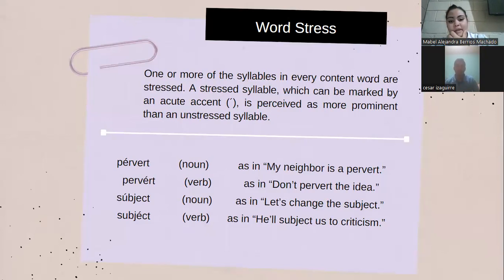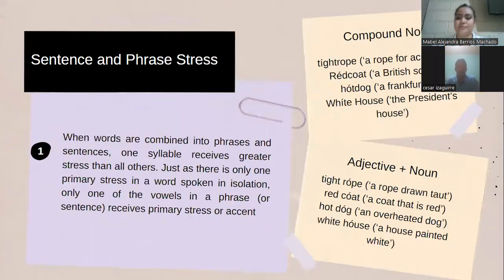Here in word stress, we pronounce them differently. For example, in pervert as a noun, we stress the first syllable. In pervert as a verb, we stress the final syllable. Subject is the same: like a noun, we stress the first syllable, and like a verb, we stress the final syllable. All this depends on the sense.